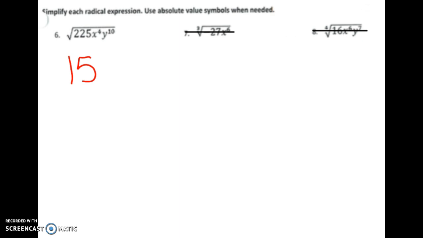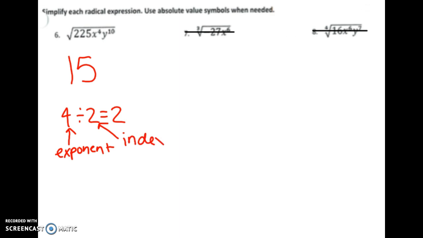And remember our rule, we want to look at the power and divide it by the index. And we know that 4 divided by 2 is 2. And again, this is our exponent. And this is our index over here. And so this 2 is our new power. So we know that we can pull out this x squared.